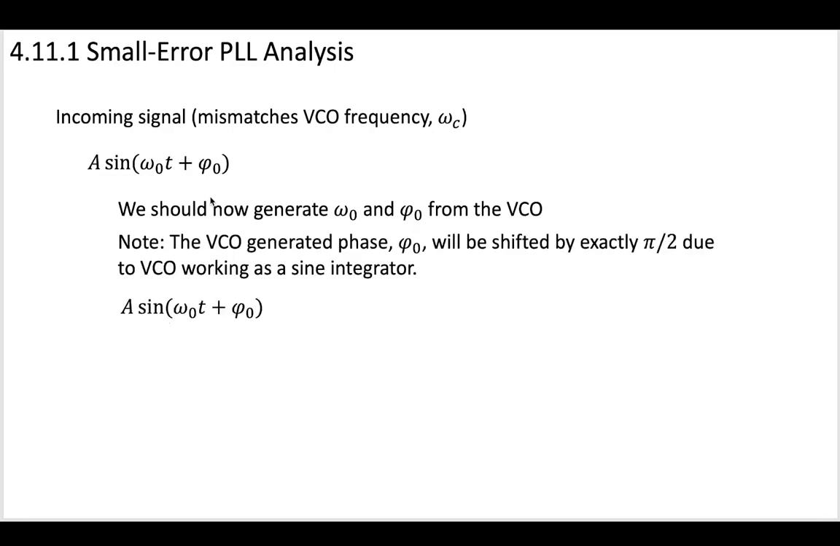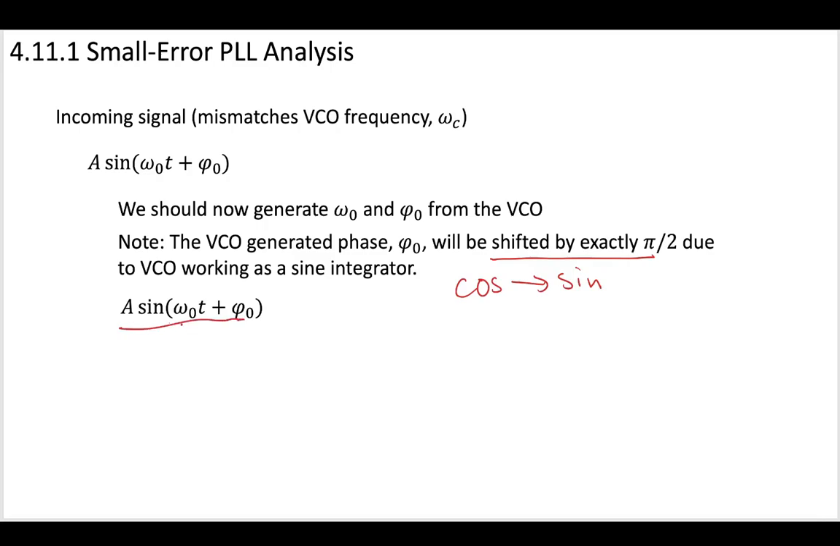Now, we should be able to generate that same frequency and that same input phase from the VCO. We should also note, though, that the VCO, as it generates that phase, is going to be shifted by exactly pi half. So it's going to generate the same frequency, and the same phase with an exactly pi half shift added to it, due to the way that the VCO works as the sine integrator, right, where we have the difference, the sine and cosine. That integrator is always going to turn sines into cosines or cosines into sines, which are pi half shifts from each other.